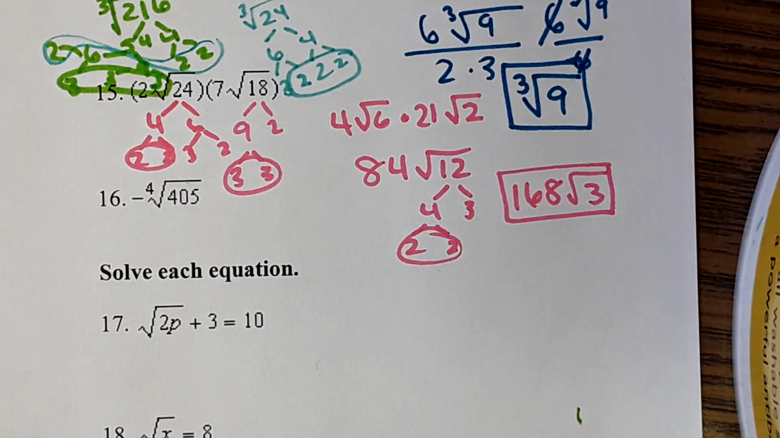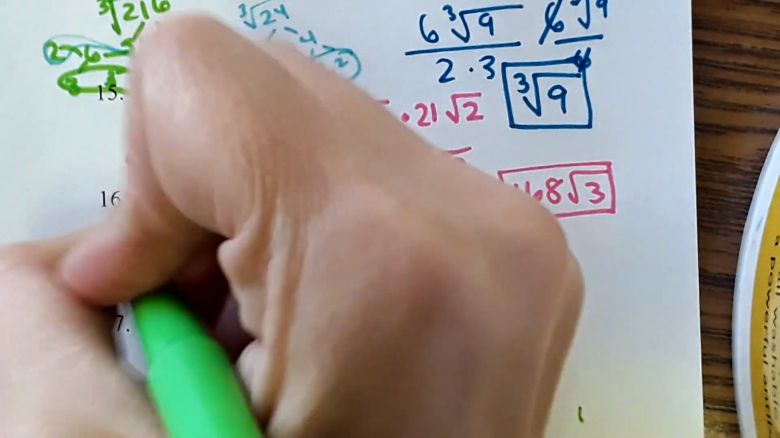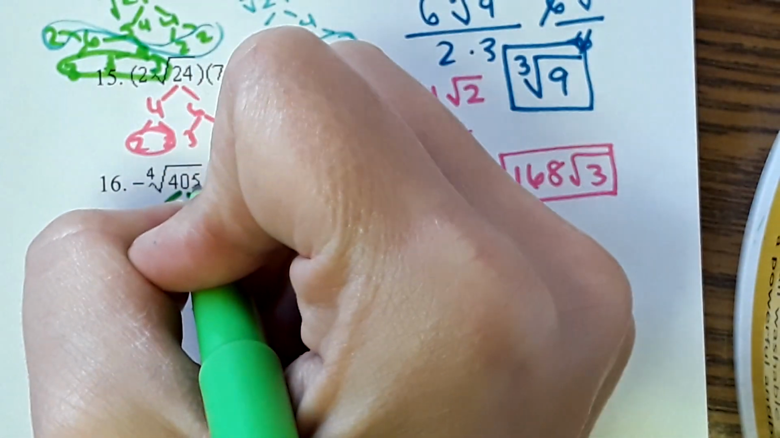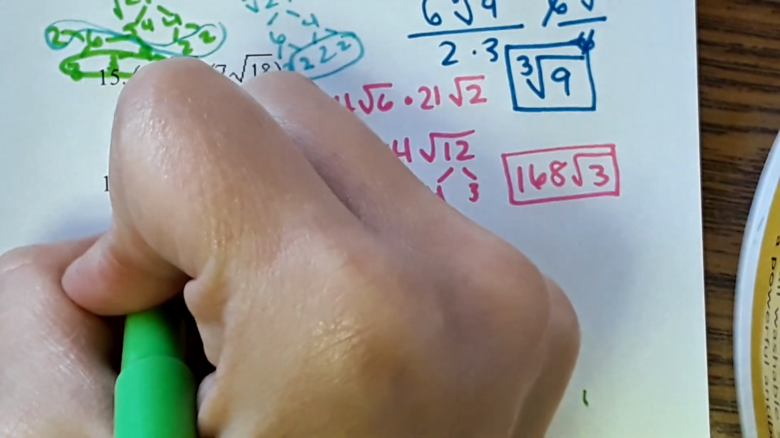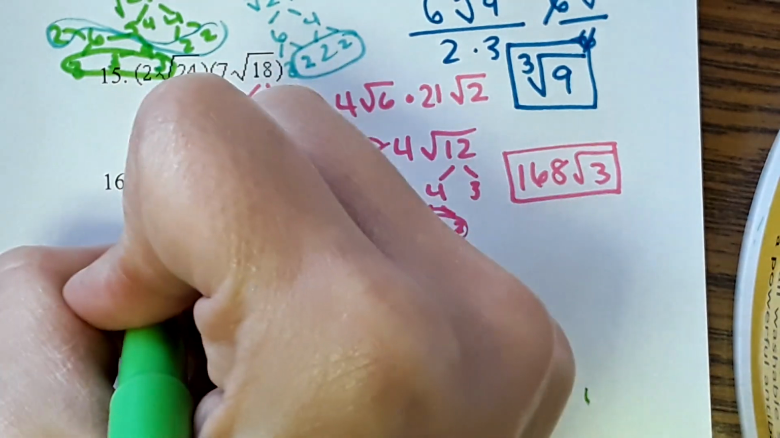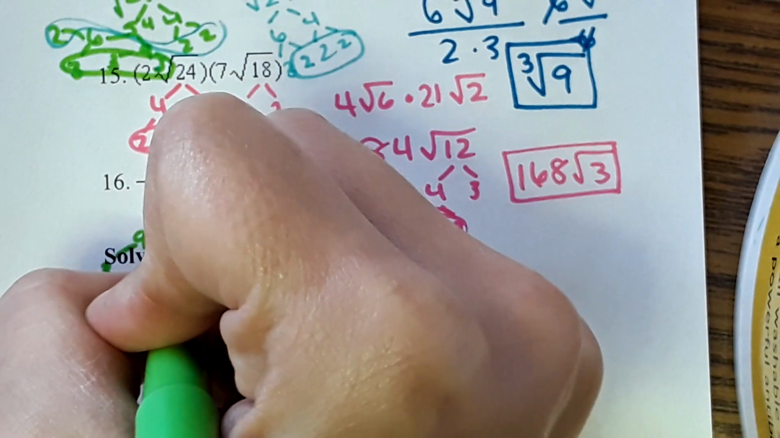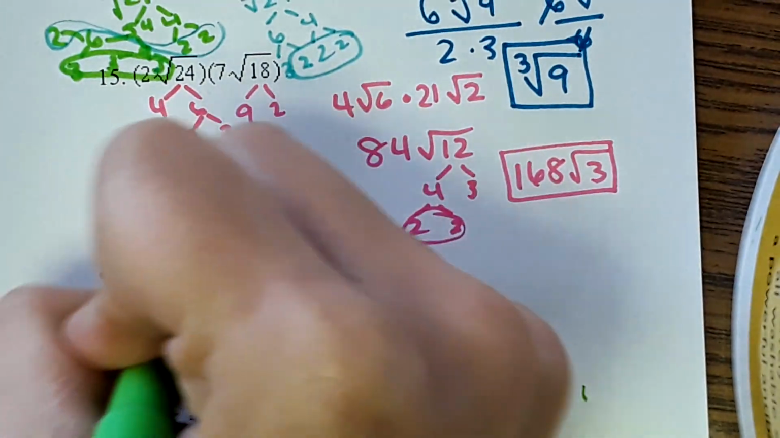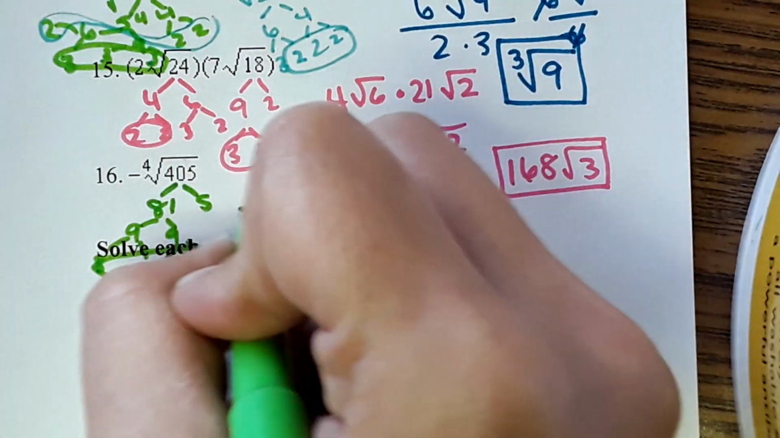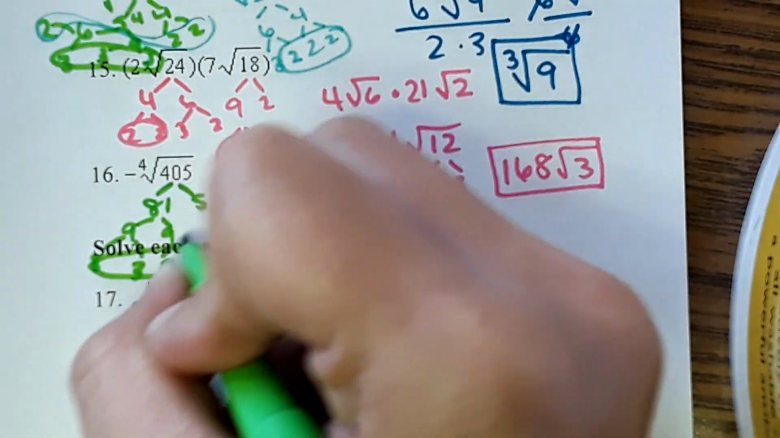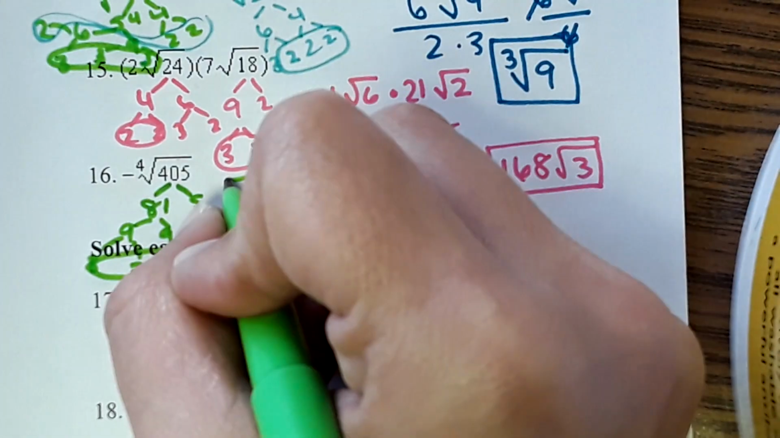Number 16, fourth root of 405. Breaking it up, I'm looking for the same number. 405, if I divide it by 5, I get 81 and 5, which this would be 9 and 9, 3 and 3. So we got 4 3's, which I can take out. So this will be negative 3. Fourth root of, will be a 5 left over inside the radical.